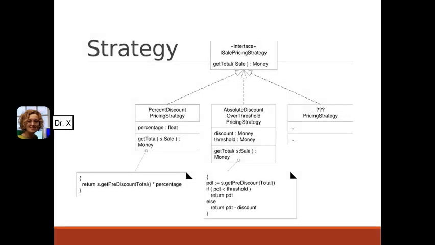This slide shows an example of the strategy pattern where there's many sales pricing strategy classes, and there is a general pricing strategy, and then there's percent discount and all the different variations that could be. And with the pluggable pricing strategy, you can use any of those depending on the type of the customer.